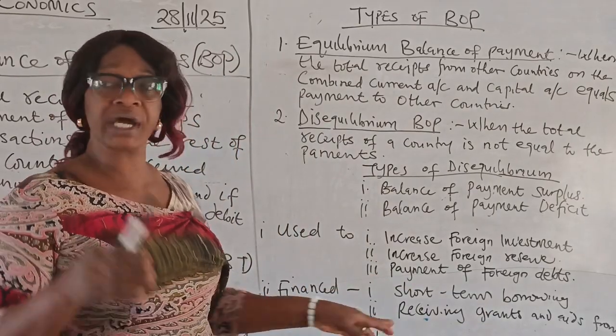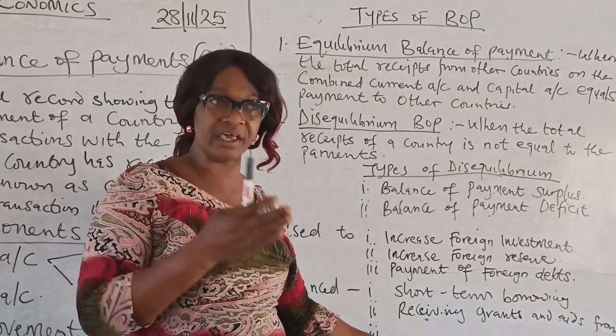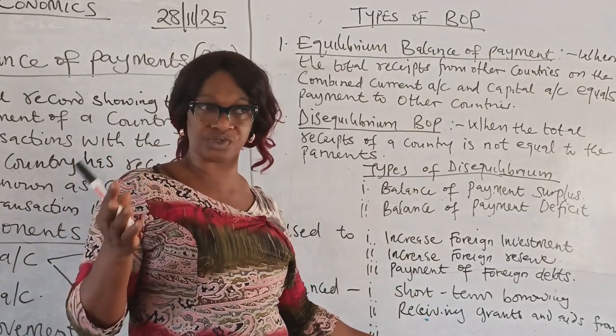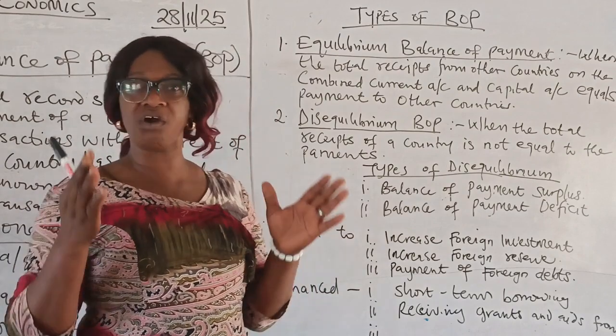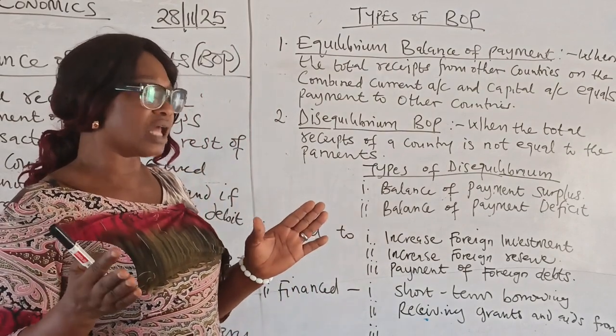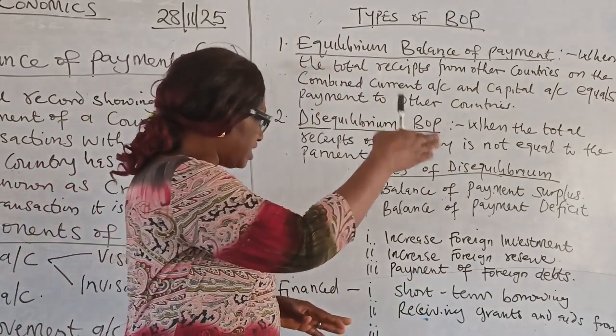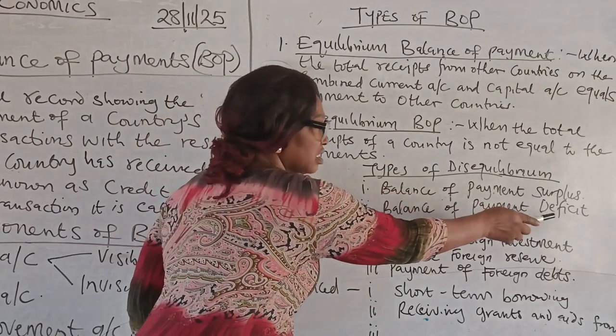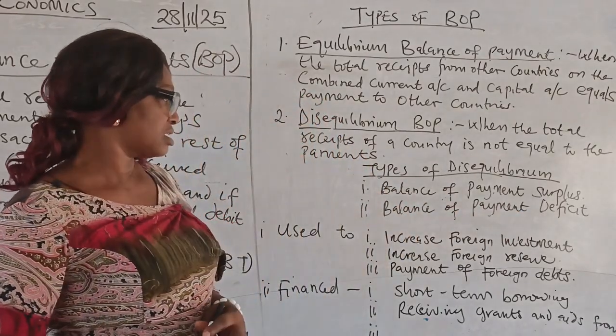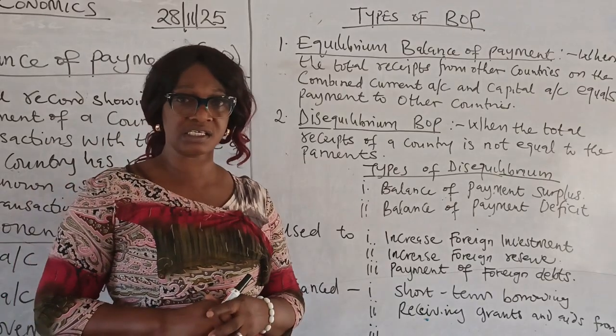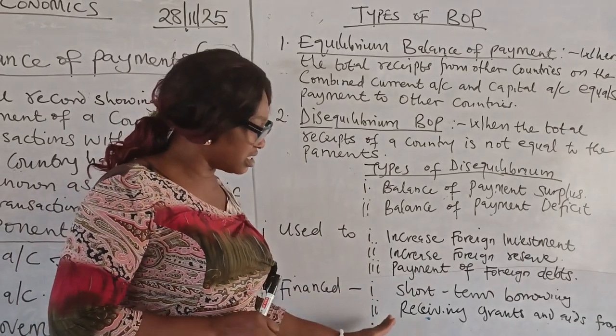Number two, we can receive grants and aids from advanced countries. And when we receive, the government will use it to finance balance of payment deficits. I hope you understand the lessons so far.